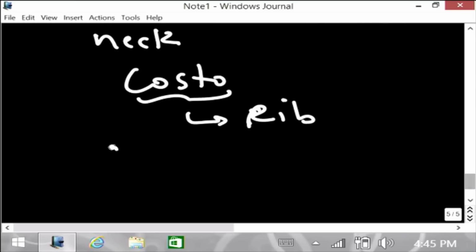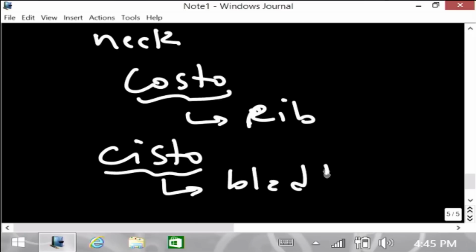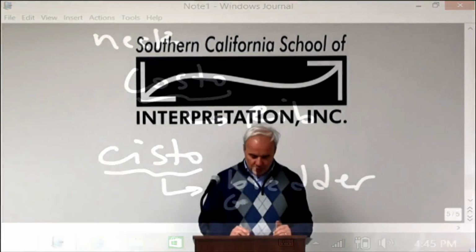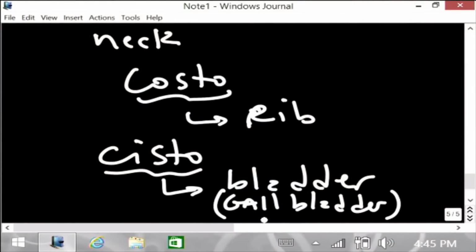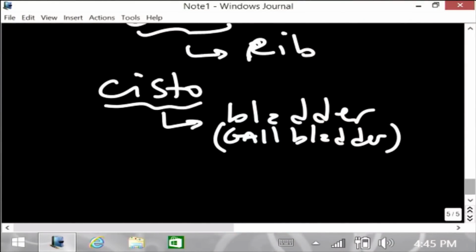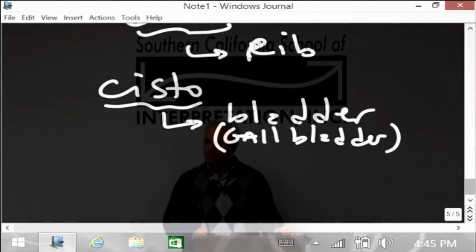Cysto, we talked about that a little bit earlier, that refers to bladder. It can also refer to gallbladder, but in general, it refers to bladder. So we put also gallbladder as a second option. And if you notice that bladder doesn't make sense based on the answers or the options that you're given for that particular word, check gallbladder and see whether that actually works for you.